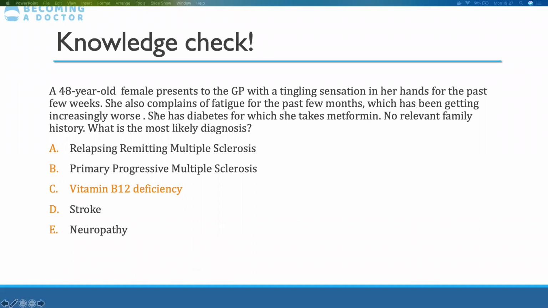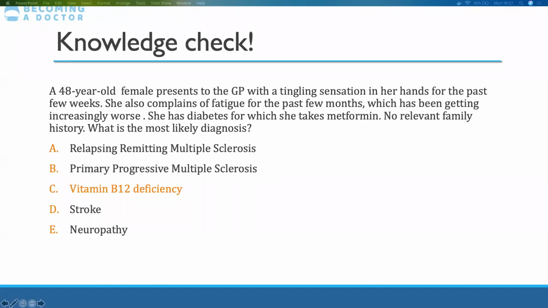With this, potentially it could be progressive because it has said that it's been getting increasingly worse. However, usually with progressive, in SBAs at least, they would do things like muscle weakness, and they would usually have bladder symptoms there. There would also be risk factors, like the family has a history of autoimmune diseases. It would just be more obvious in an SBA question if it is primary progressive MS.